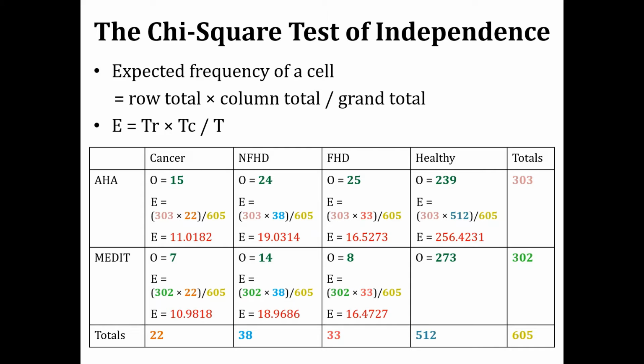Now in the last cell, we have the healthy individuals on Mediterranean diet. The row total in this case is 302 and the column total here is 512. They are multiplied and then their product is divided by 605, which is the grand total. So we have our expected frequency of 255.5769. So this is how we calculate the expected frequencies.